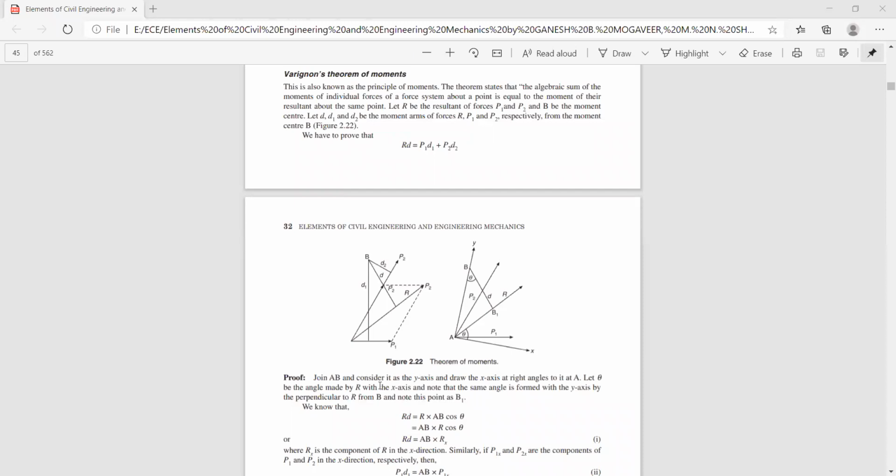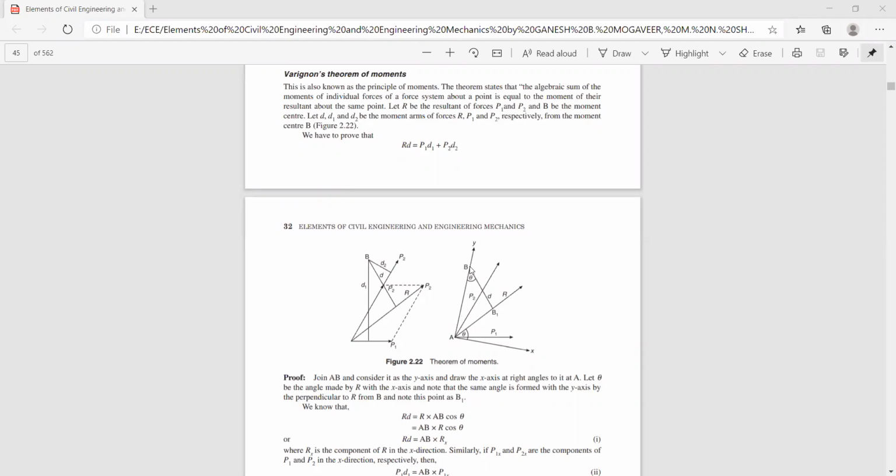Now join AB and consider it as the y-axis and draw the x-axis at right angle to it at A. Let theta be the angle made by the resultant with respect to the x-axis, and note that the same angle is formed with respect to the y-axis by the perpendicular to R from point B. Note that this point is called B1. We can call it B1, or we can keep it as B. It's okay.